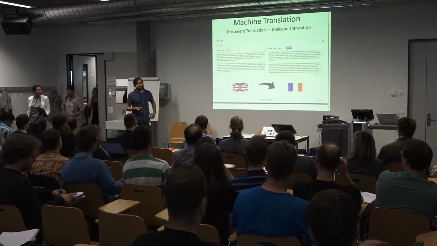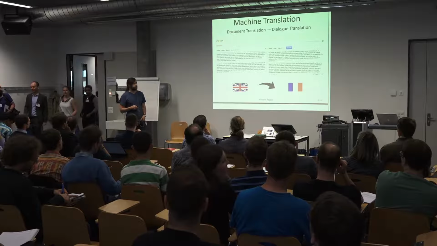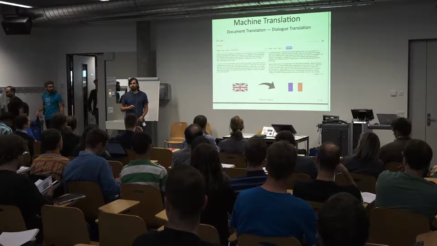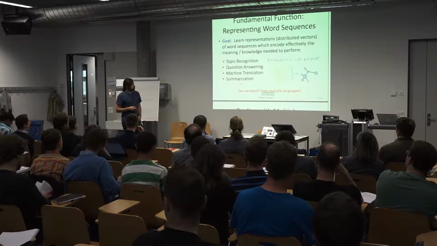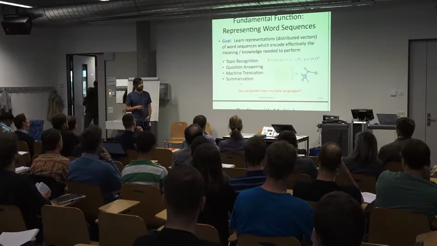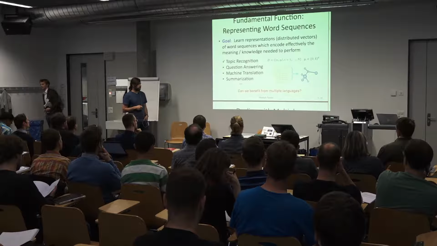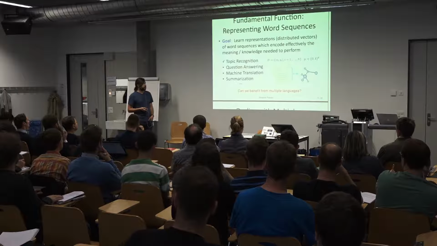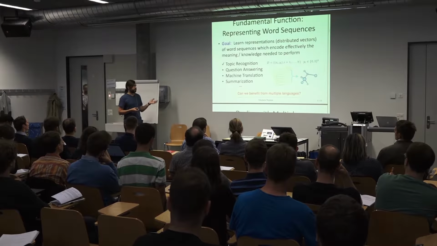More recently, another exciting application that has really advanced quite a lot in NLP is machine translation. Here as well, currently it's at the sentence level, but if we really want to make accurate translations, we need to go beyond that. So I argue here that the fundamental function across all these language understanding tasks is to represent long word sequences meaningfully. So recently this has boiled down to learning representations of word sequences, which encode the meaning or the knowledge that is needed to solve the task, right?